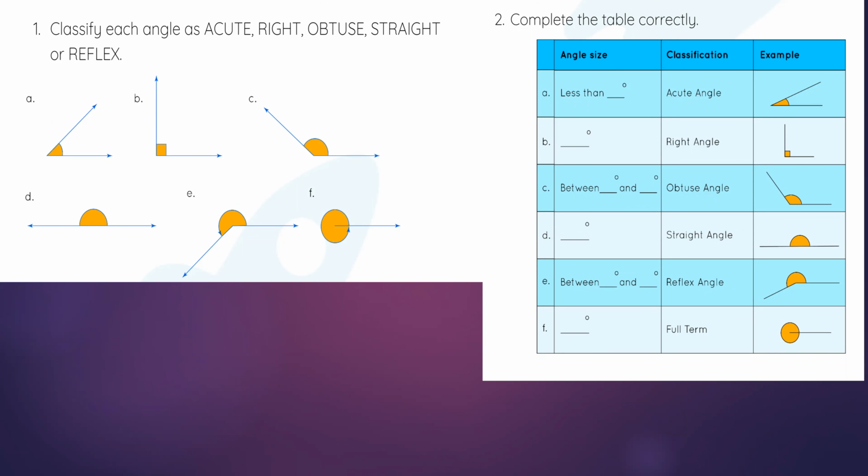And then for the table, what they did is they gave you the example. So write down this table as well. They gave you the example, the classification, everything. What you're gonna do is say, for the acute angle, it's less than what? The right angle is equal to what? The obtuse angle is between what and what? The straight angle is what? The reflex angle is between what? And the full turn is what? Okay, that's what we're doing for each.